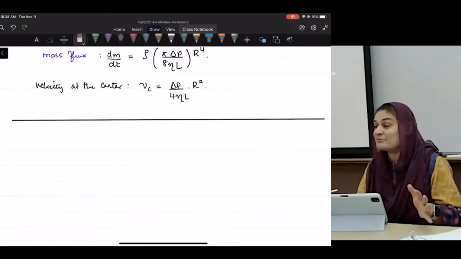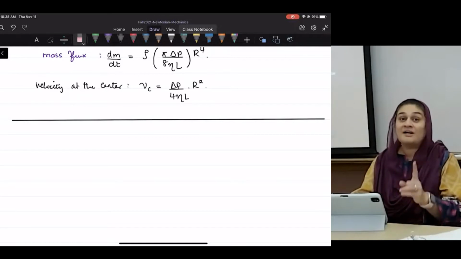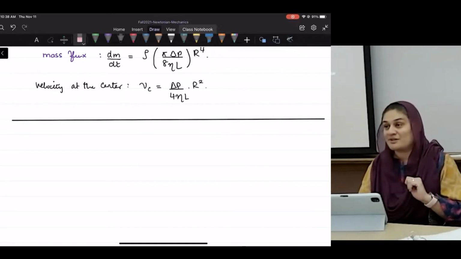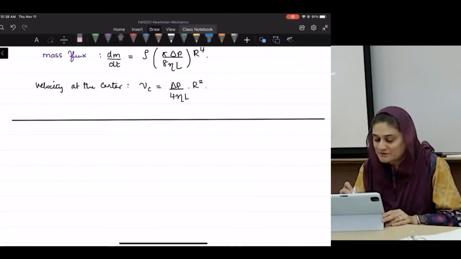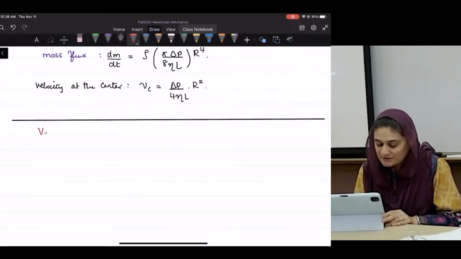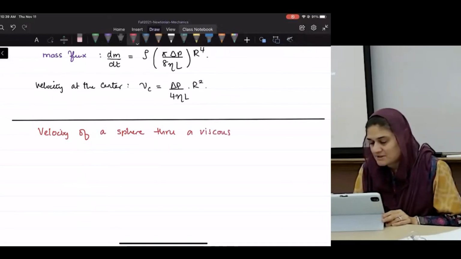If you ever go into an applied field, you will be required to derive it at some point in your life. But here's the beauty of dimension analysis. We can do it in 4 steps. Ready? We are going to do this. It's called velocity of a sphere through a viscous liquid.